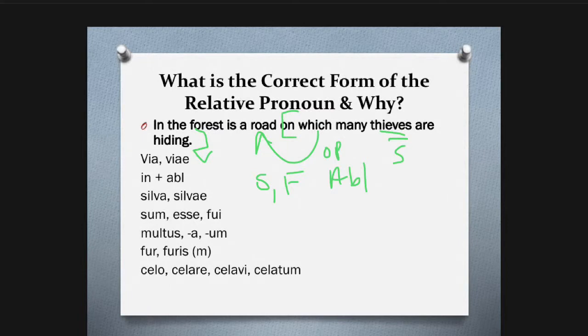The relative clause in this sentence is on which many thieves are hiding. Remember that if there is a preposition in front of the relative pronoun, the relative clause must start with the preposition. The antecedent of which is road. Road is singular and feminine. Because which is the object of the preposition in, and in requires the ablative case, my relative pronoun will be in the ablative case. Now pause the video while you find the correct form of the relative pronoun on your chart.